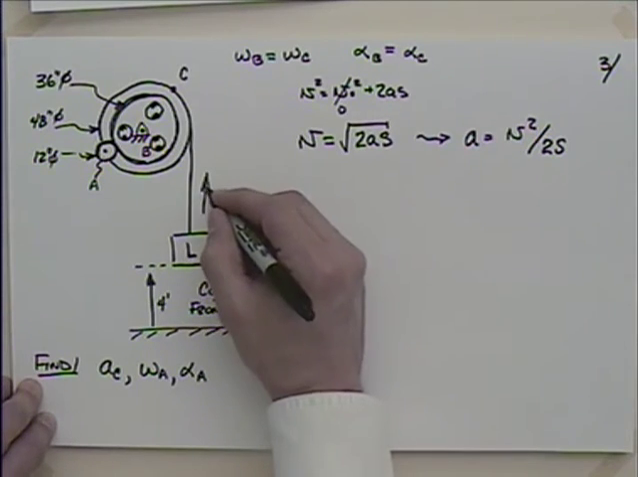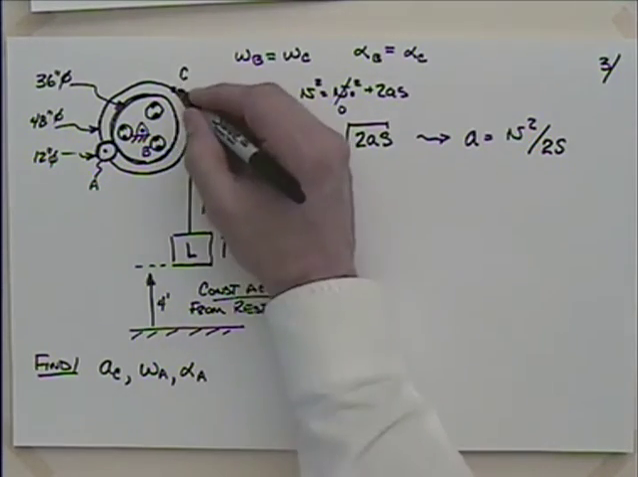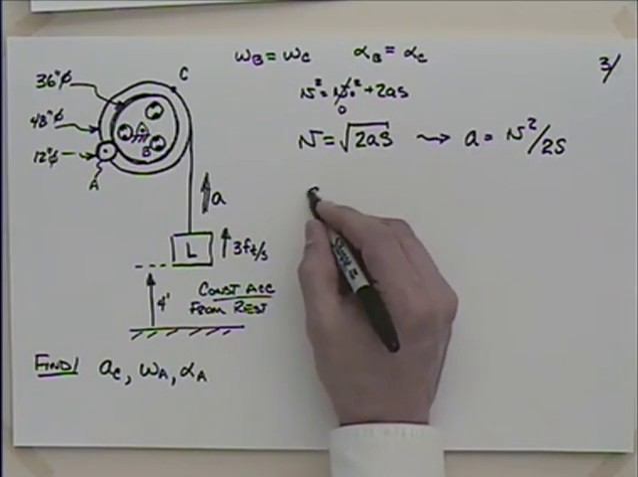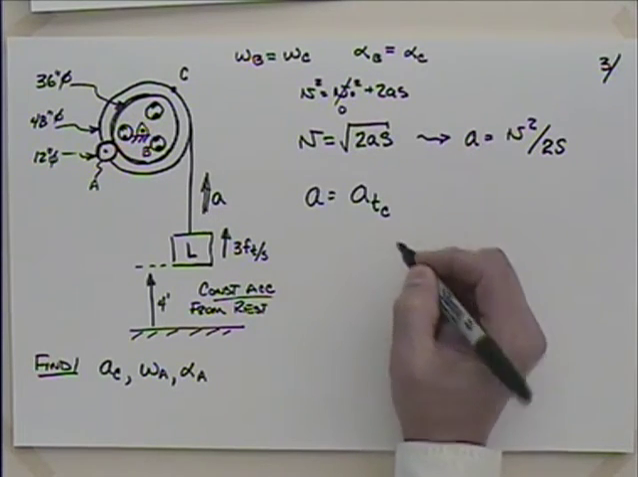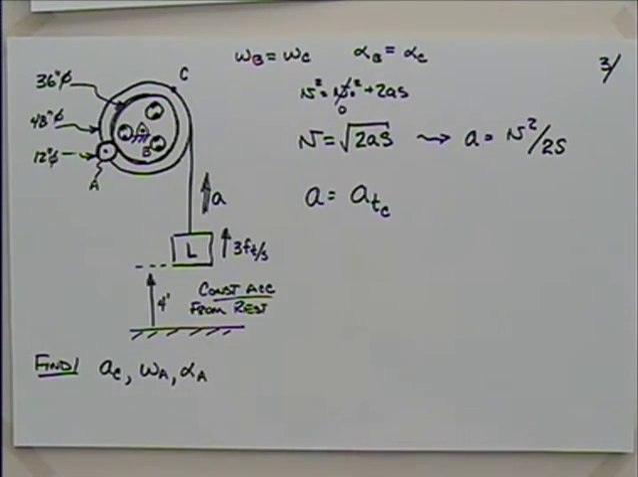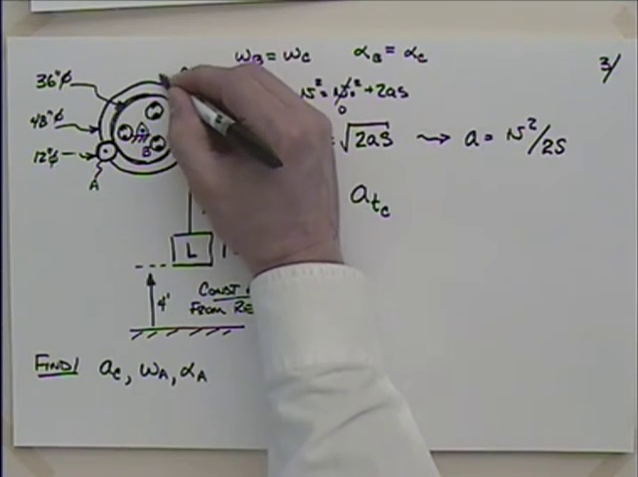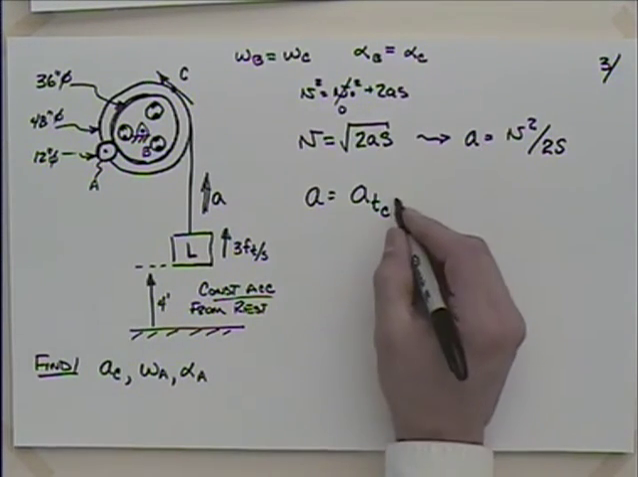Okay, maybe I should use a double arrow since I'm talking about acceleration. So up at C, how would that relate to C? Wouldn't that actually be the tangential acceleration at C? I mean, unless that cable's got a whole bunch of slack in it or something, the acceleration that I found of this load would have to be the acceleration at C, wouldn't it? Okay, so I should be able to go through that.